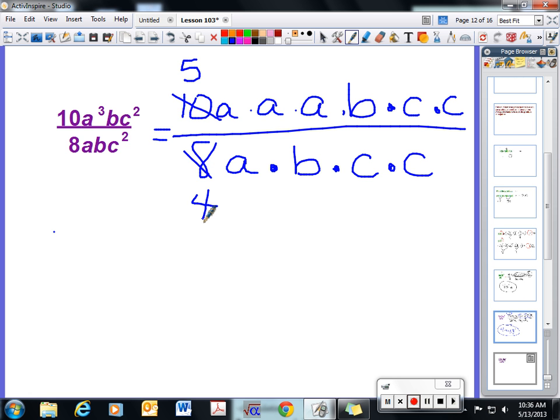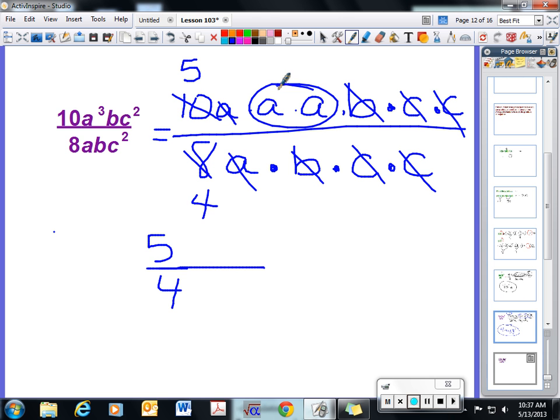Then we're going to look at the letters. What can we cancel? Well, we've got one set of A's, one set of B's, and we've got 2 sets of C's. All right, and then we figure out that we're left with 5 over 4. And on top, we've got 2 a's left. So that would be a squared. We used the 4, and these all canceled out. So it's 5a squared over 4 would be our answer.